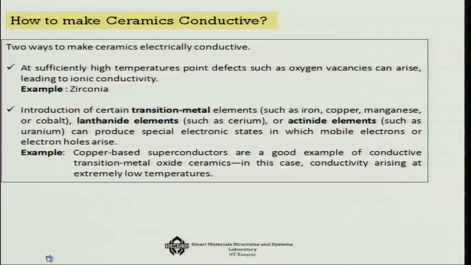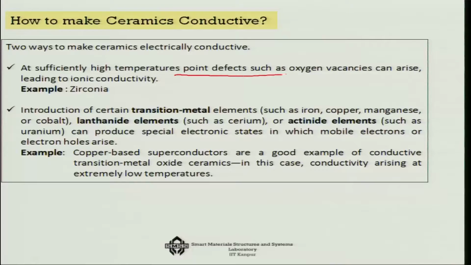Now, how do we make ceramics conductive, because ceramics are generally insulating in nature. There are two ways in which we can make the ceramics electrically conductive. One is that you raise the temperature, because at sufficiently high temperature point defects such as oxygen vacancies can arise, and this will lead to ionic conductivity. That is something that happens in zirconia. The other is that you introduce transition metal elements such as iron, copper, manganese or cobalt, or lanthanide elements such as cerium, or actinide elements such as uranium. This can produce a special electronic state in which the mobile electrons or electron holes will increase.